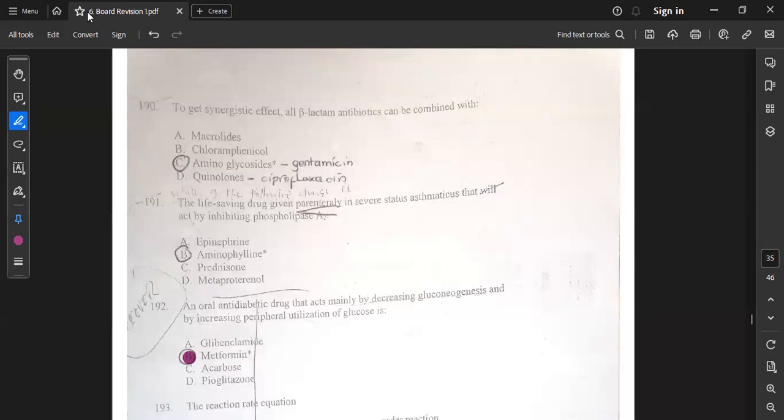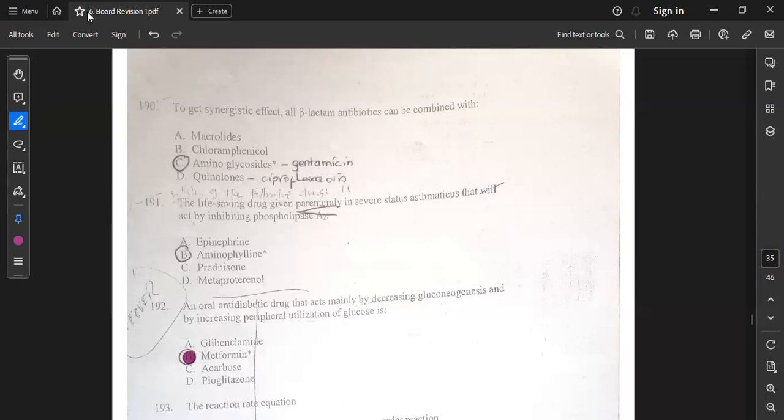Then we have alpha glucosidase inhibitors, which decrease the absorption of carbohydrates. Examples are acarbose and miglitol. The last one is the SGLT2 inhibitors. They inhibit the sodium glucose cotransporter 2, which will reduce glucose reabsorption and increase urinary glucose excretion.